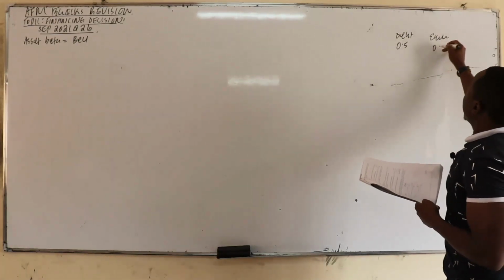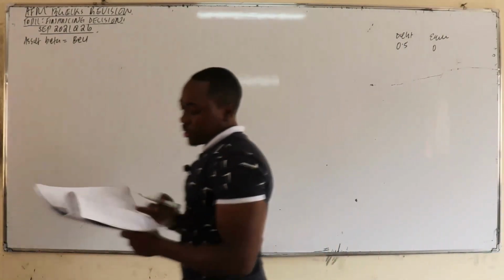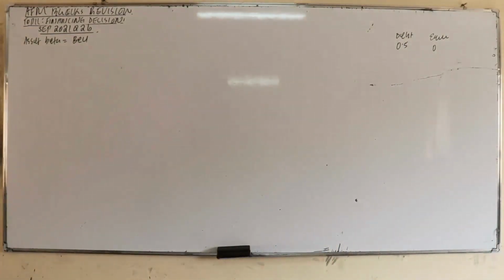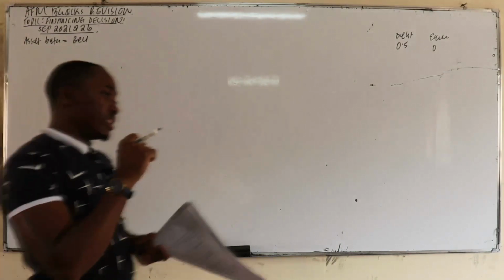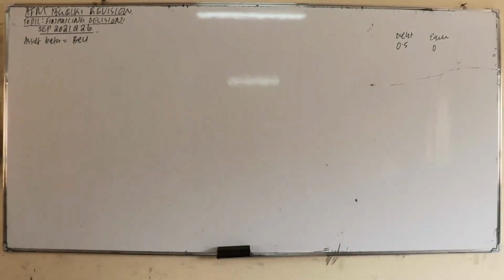The debt to equity ratio is 0.5. That means the equity is? It is 0.5, right? Now open with me this question.